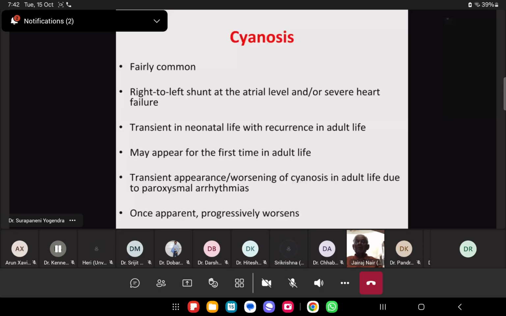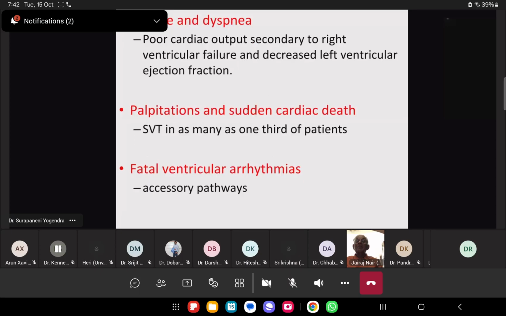Fatigue and dyspnea: poor cardiac output secondary to right ventricular failure and decreased left ventricular ejection fraction. Palpitations and sudden cardiac death: SVTs are seen in one third of patients, and fatal ventricular arrhythmias can occur due to accessory pathways.